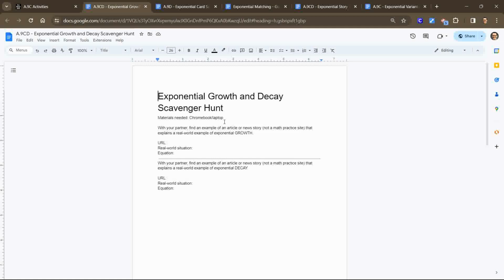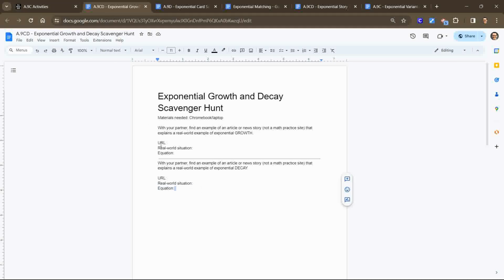Kids are simply going to get with a partner. They're going to find an example of an article or a news story, not a math practice site. You'll find that if you just Google exponential growth and decay, you get all kinds of math practice sites that explain a real world example of exponential growth, or you've got exponential decay. And we want them to, this is a Google Doc, so you can copy it, edit it for your students, let them edit it. You want them to copy and paste the URL, right? Describe the real world situation in which that exponential function was applied, and then what actually is that equation.